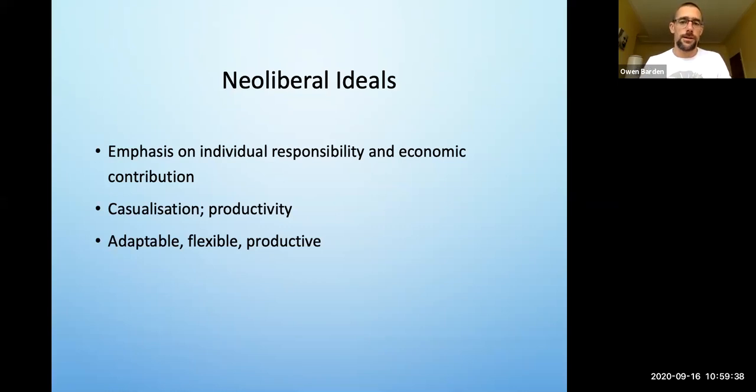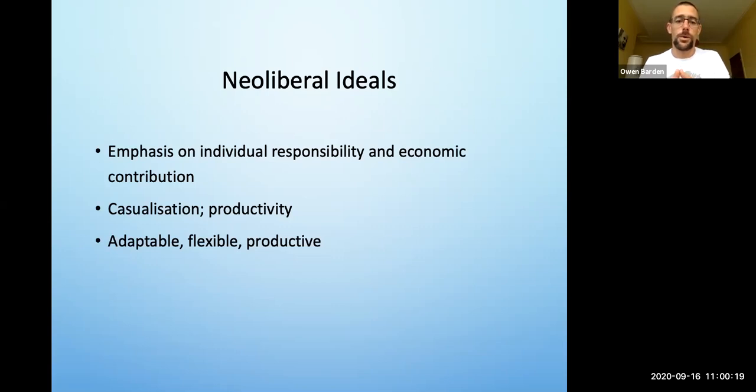So, in neoliberal ideology, there's the promotion of a certain kind of person as the ideal, right? As the ideal citizen. And that person is adaptable, flexible, and productive so that they are able to make a contribution to the economy, right, through working and through consuming, in an environment which is characterized by casualization and productivity.